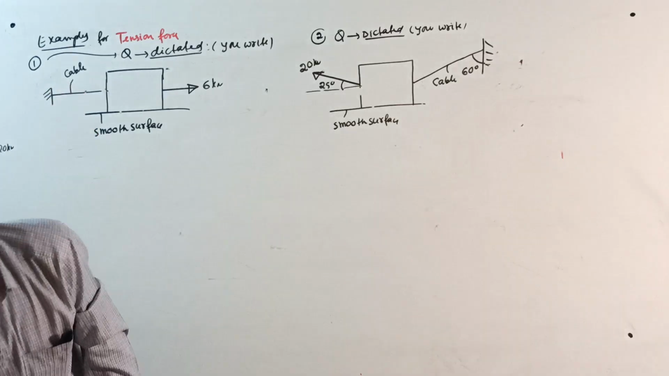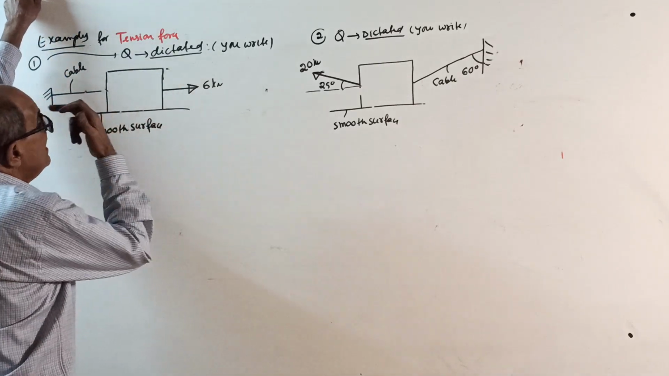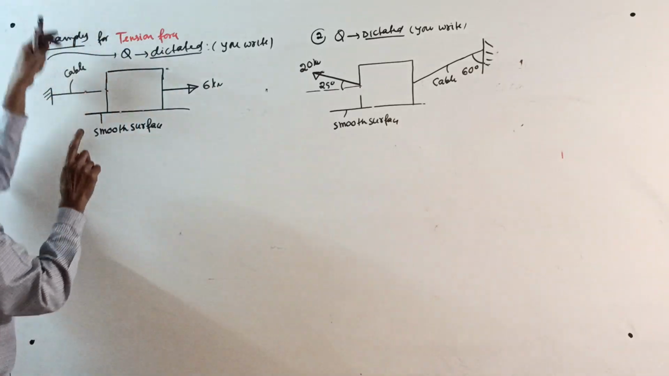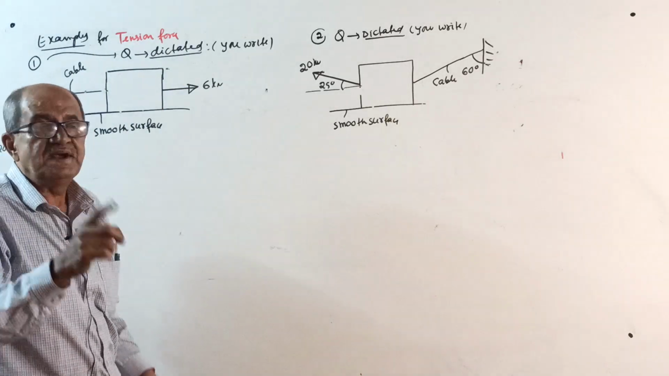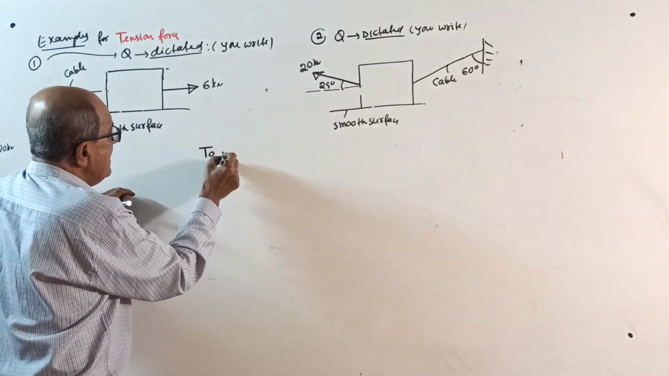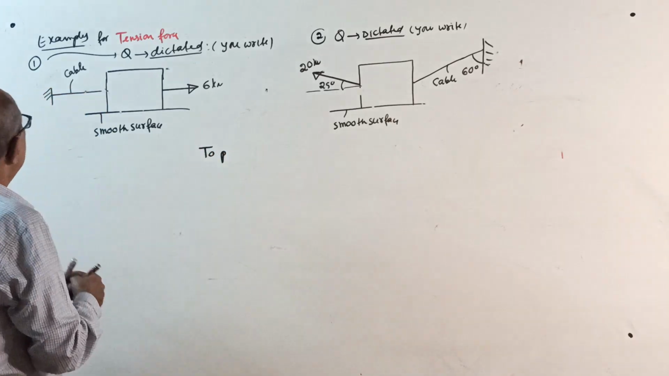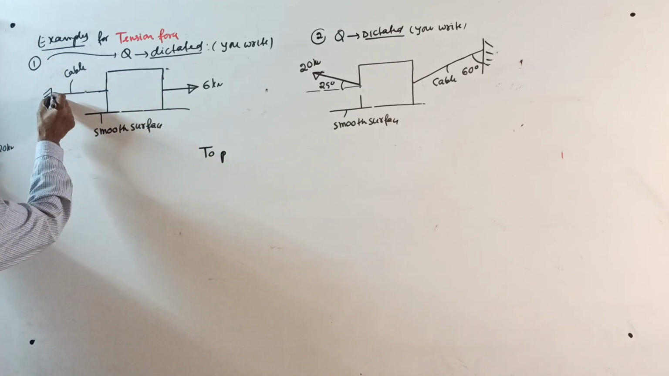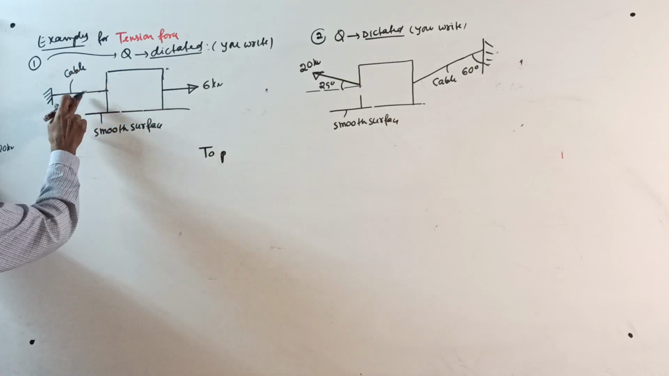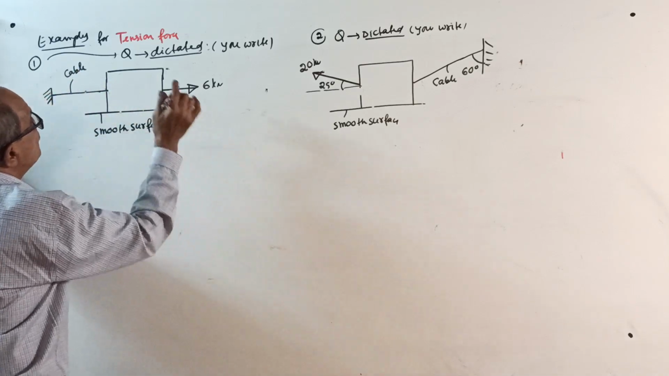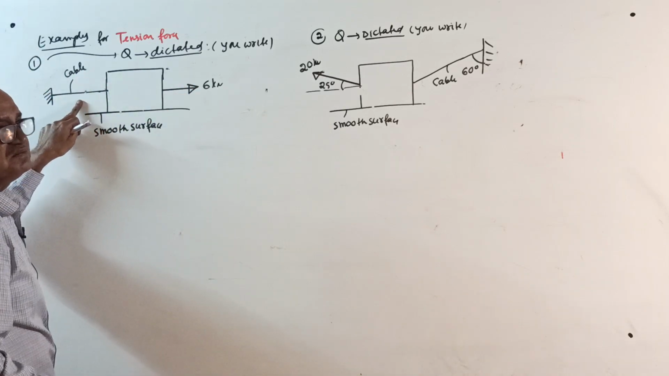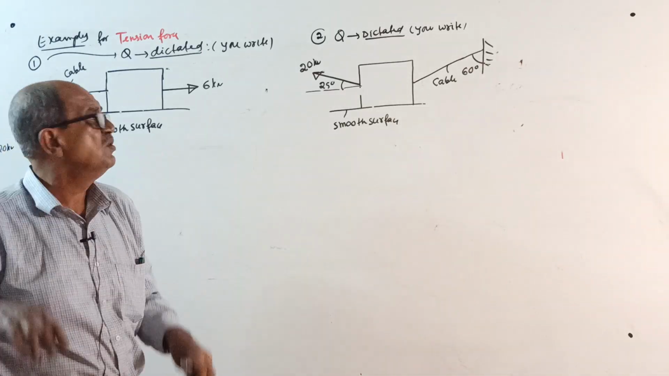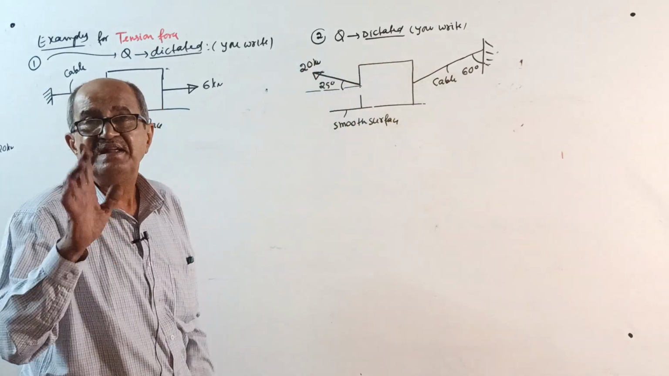It is placed on a smooth surface and subjected to a force of 6 kilonewton as shown here. To prevent the body from moving, a cable is attached on the other side, as shown. Question is, find the tension in the cable. That's all the question.